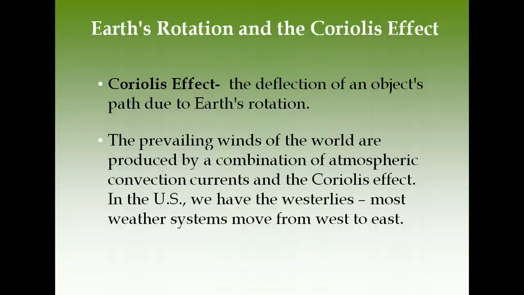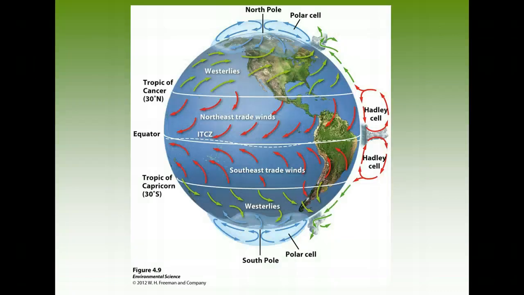So here you see in the US we have the westerlies, which means that most of our weather systems move from west to east because the predominant wind direction of the US is west.